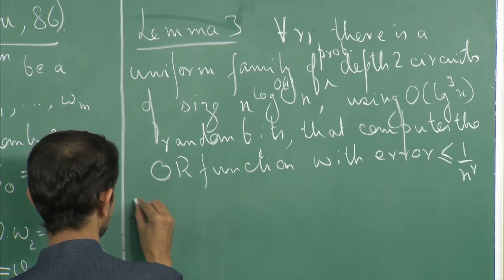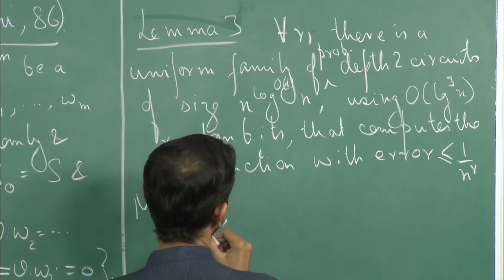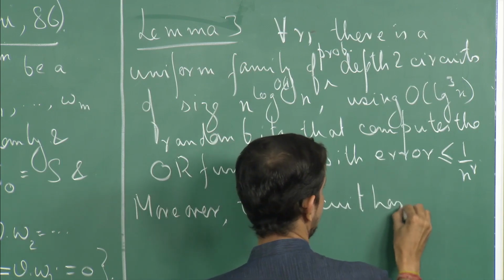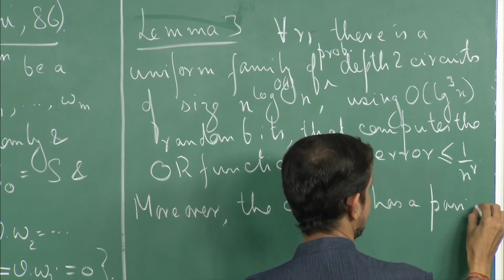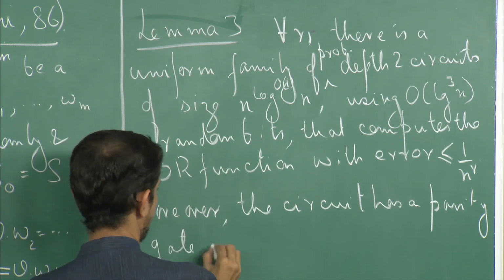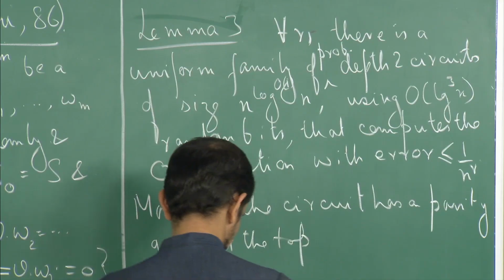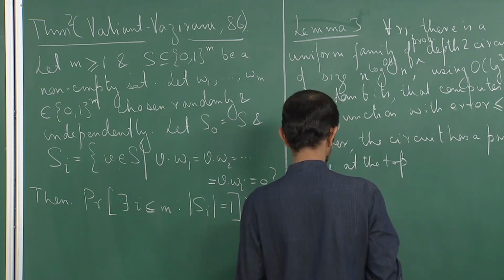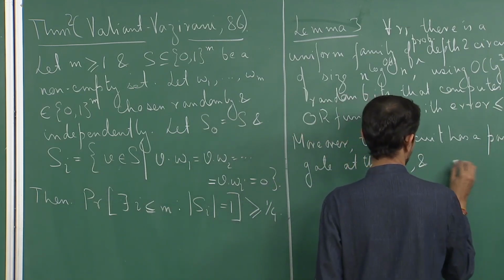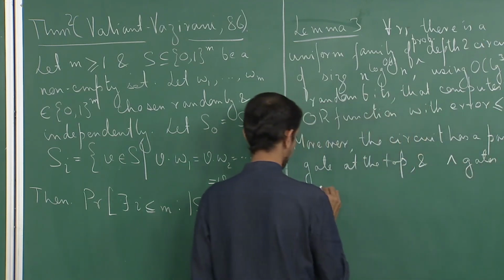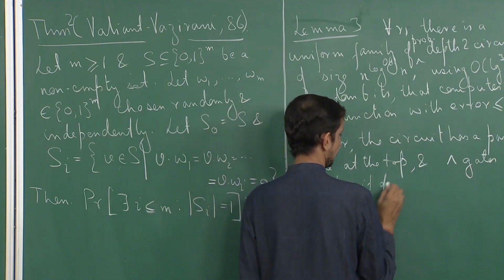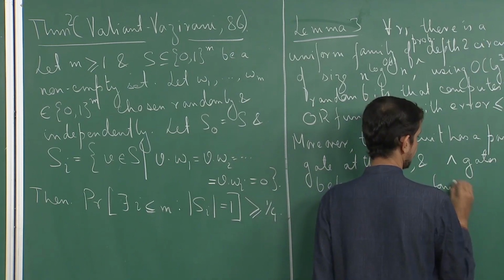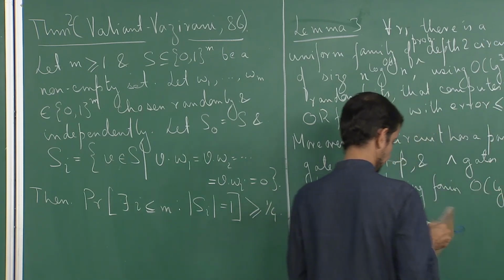And moreover, the circuit has a parity gate at the top and AND gates below it, having fan-in of order log to the power 4 n.